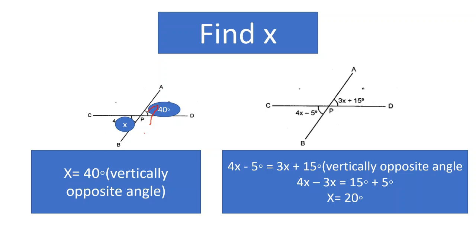Coming to the next figure, here AB is intersected by CD at the point P. Both the angles are given as 3x plus 15 degrees, and here it is 4x minus 5 degrees. So these two angles will be equal. So 4x minus 5 is equal to 3x plus 15. In bracket you have to write vertically opposite angles, and equating the like terms, 4x minus 3x is equal to 15 plus 5, which is equal to 20 degrees.